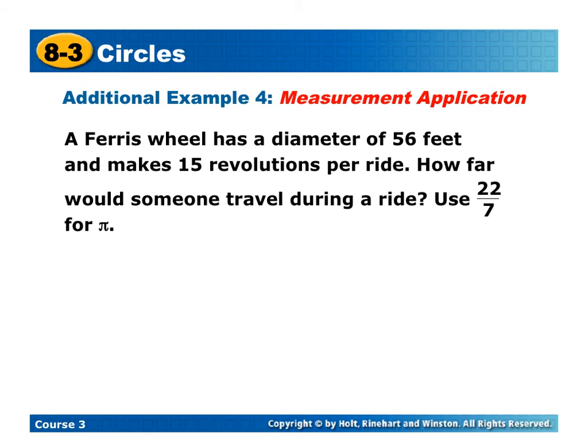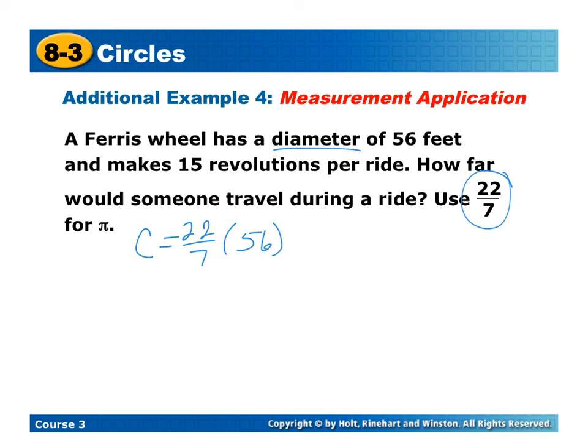So how is this actually used more in real life? One way we can do it is looking at a Ferris wheel. If a Ferris wheel has a diameter of 56 feet and makes 15 revolutions per ride, we can calculate how far someone would travel during the ride using 22/7 or 3.14, but we're going to practice with the 22/7 this time. Because it's diameter, we're going to do circumference because it's distance around, which is going to equal pi times our diameter, so in this case pi times 56, but in place of pi, I'm going to use 22/7.